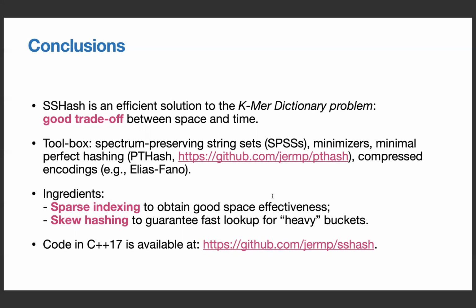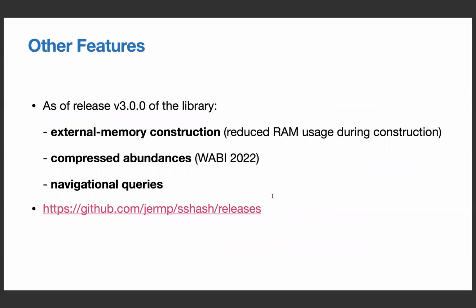The code is available again, so please go there and check the code out. And as already mentioned, I added several things to the library, such as the external memory construction, and support for compressed abundances, so the k-mer counts, how many times a given k-mer repeats in our dataset, which has been discussed in a separate paper. And also I've added support for navigational queries.